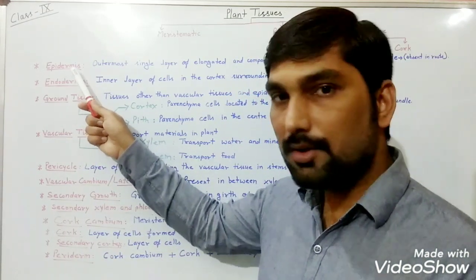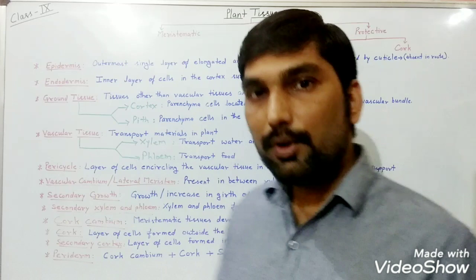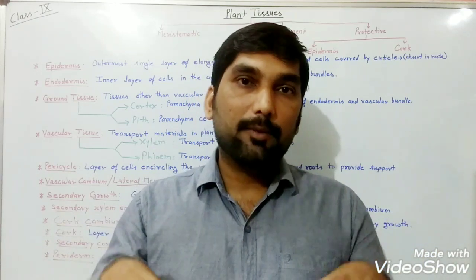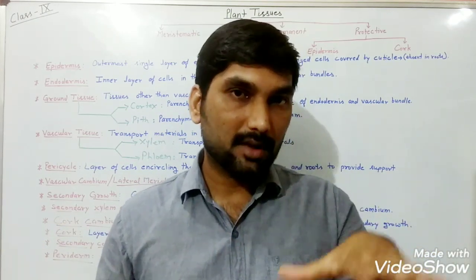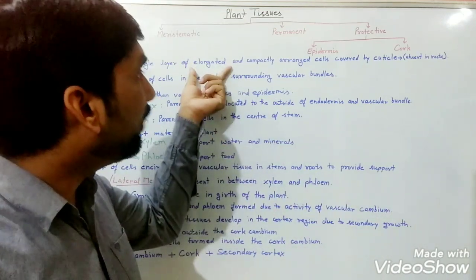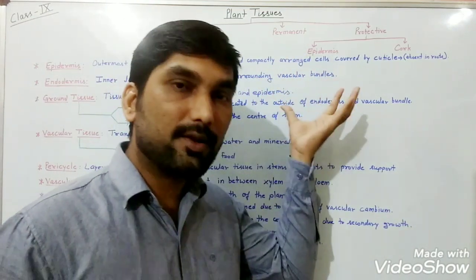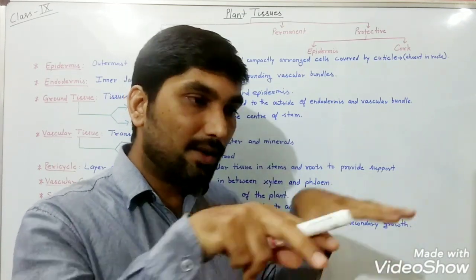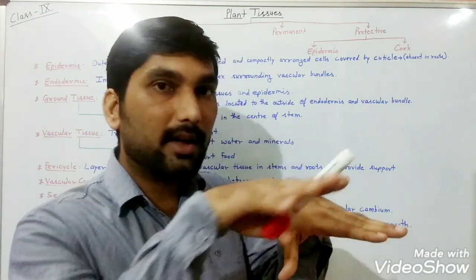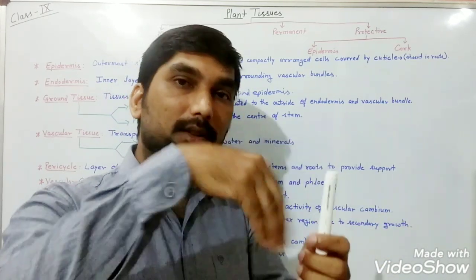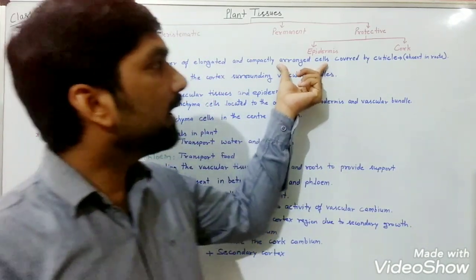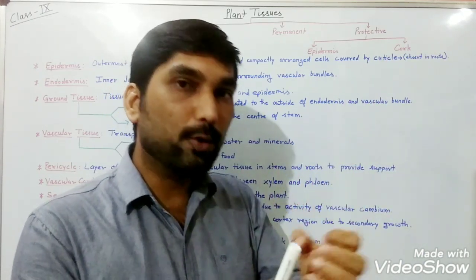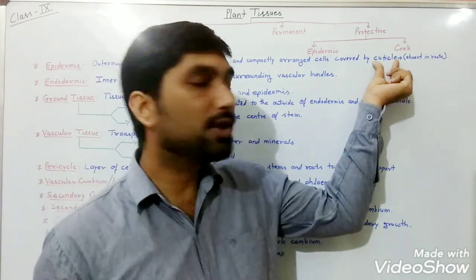So the first term is epidermis. As I told you, epidermis is the outermost layer of the plant, having only a single layer of cells, and these cells are elongated and compactly arranged, as these are the outermost layer. Without any intercellular space, they are compactly arranged so that they can create a protective layer around the plant's body. These cells have a specific feature: they are coated with a waxy covering that is known as cuticle.